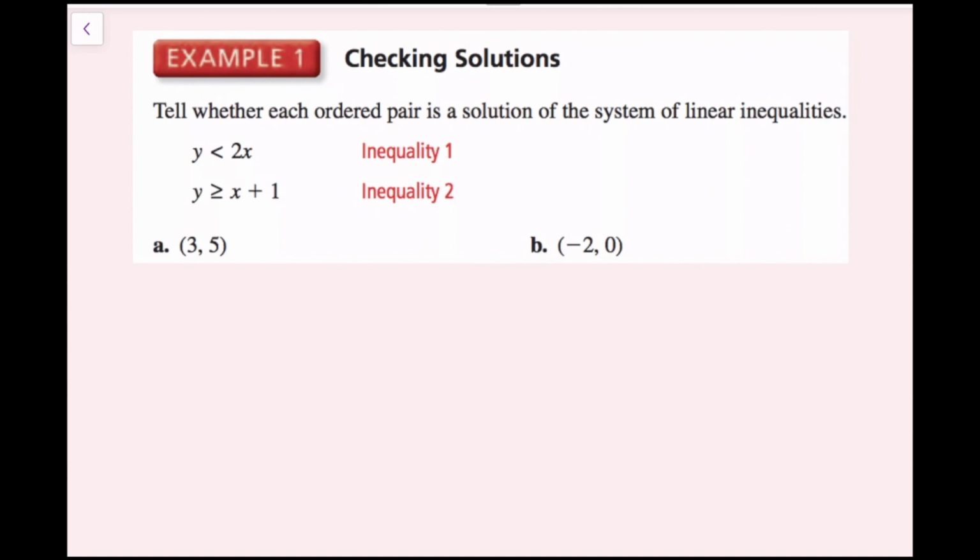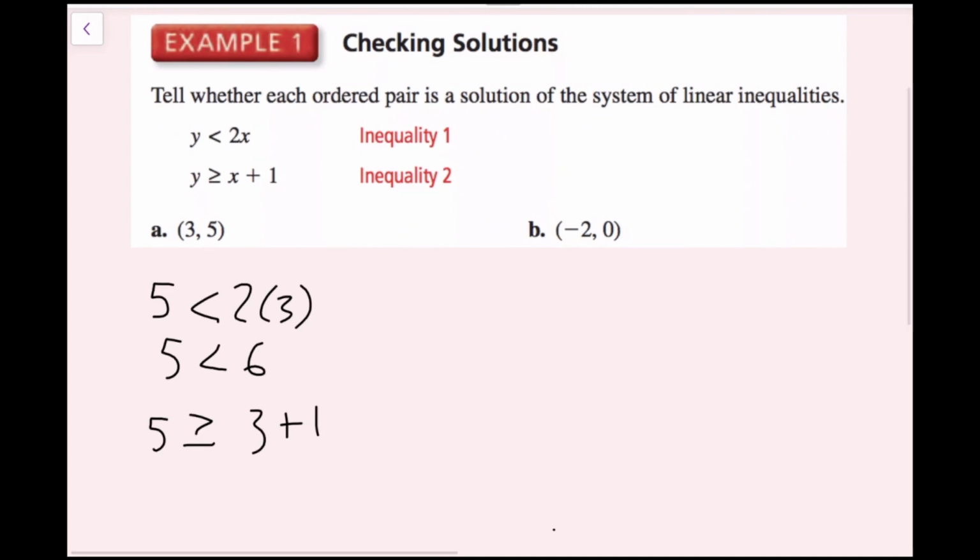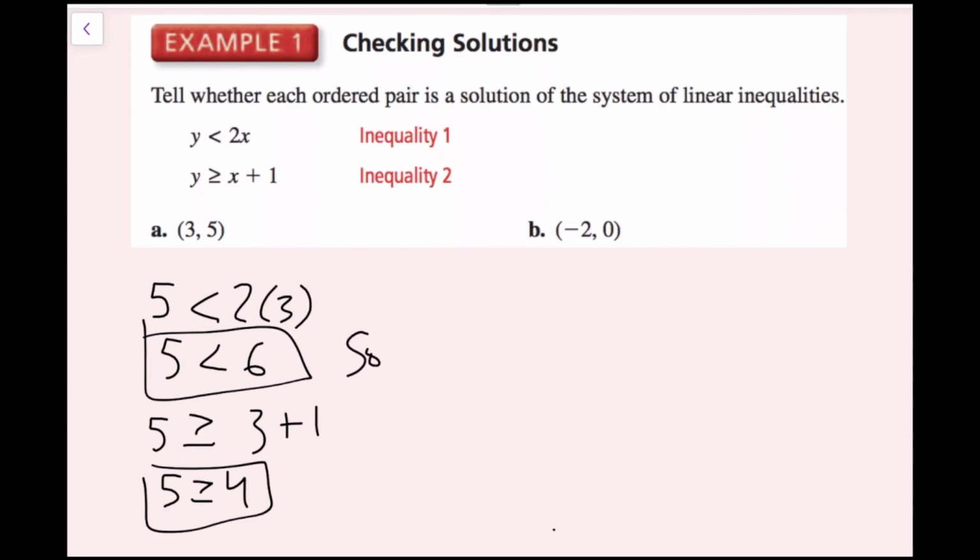So first I have 5 is less than 2 times 3. 5 is less than 6. That is true, so the first one works. And then the second one, I would have 5 is greater than or equal to, and then my x value here is going to be 3 again, so it's going to be 3 plus 1. This simplifies to 5 is greater than or equal to 4, and that works. So this is a solution for part A.